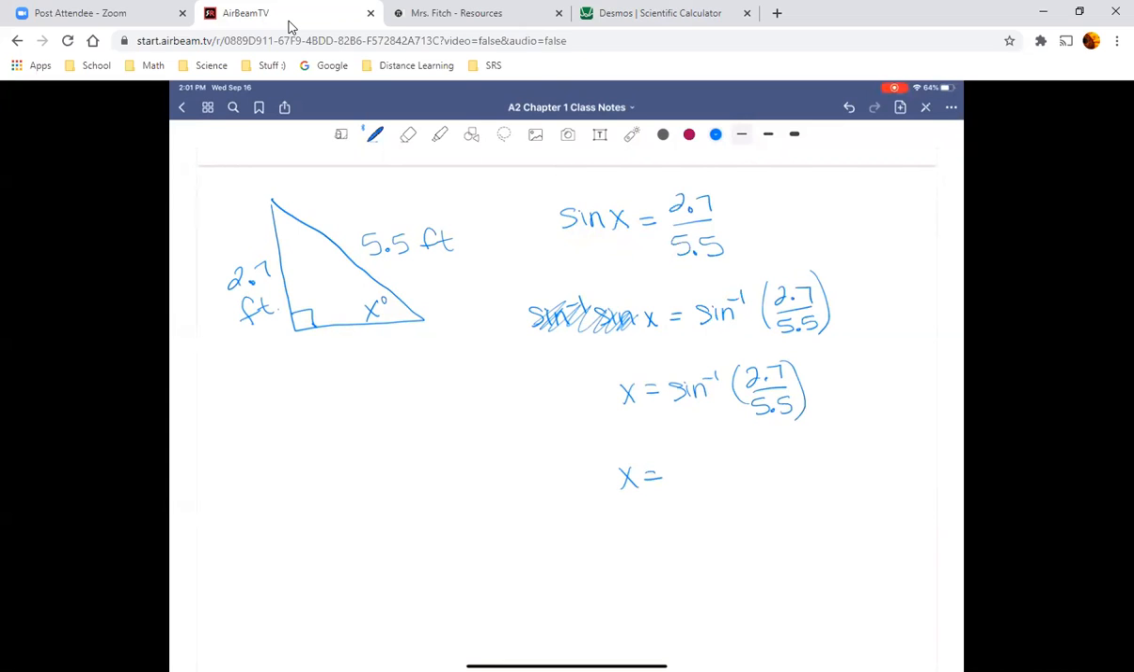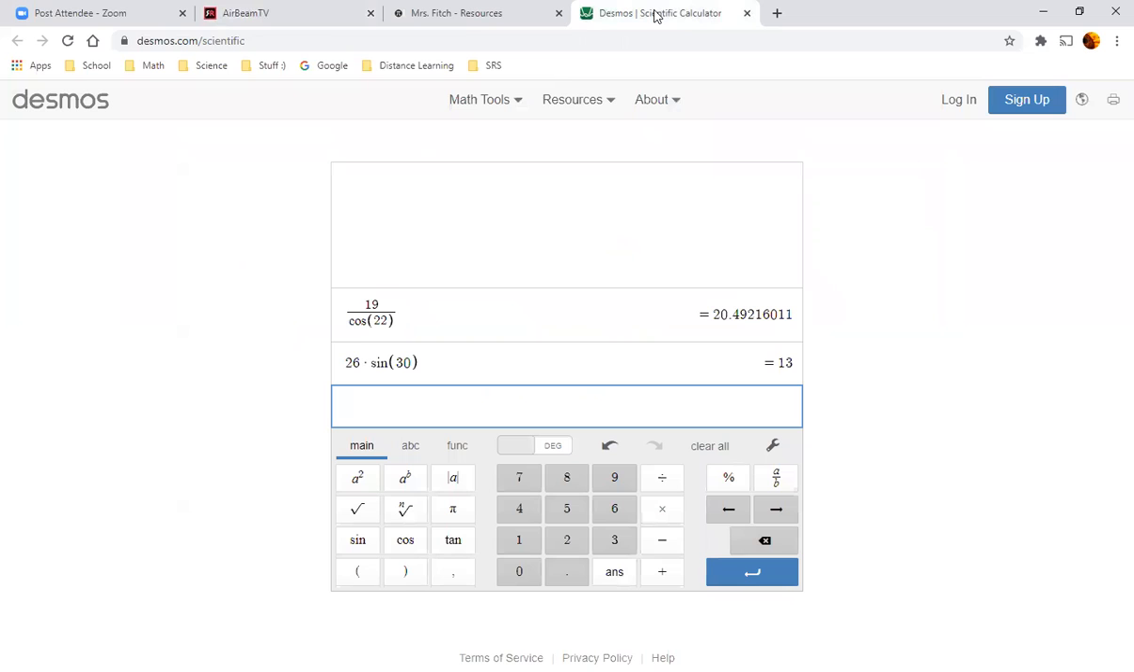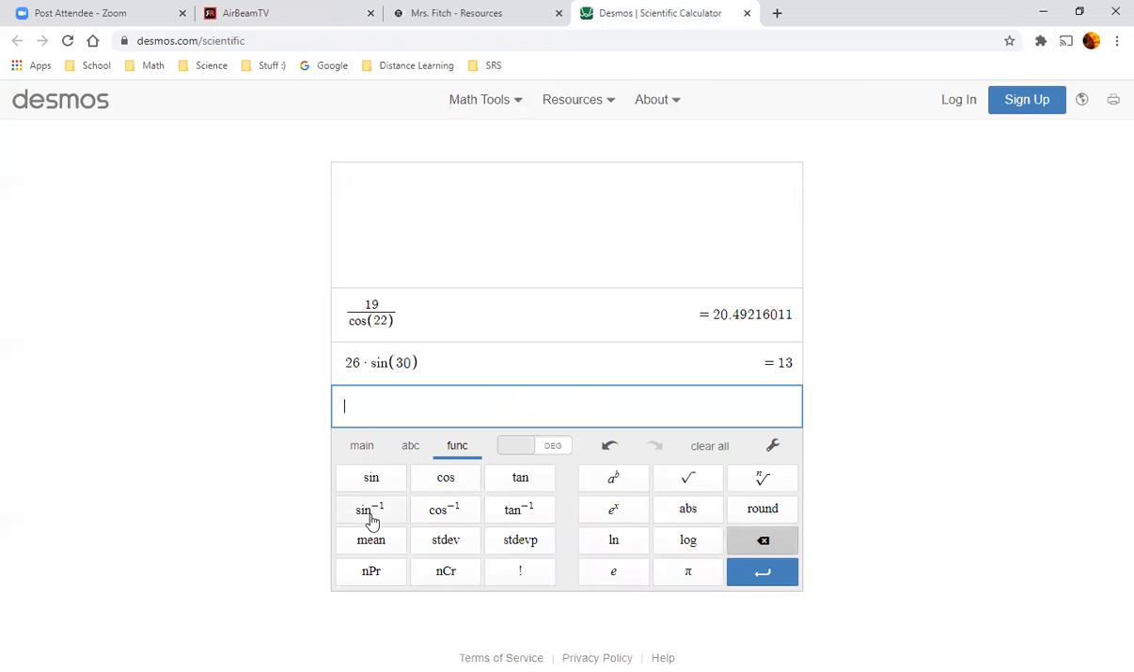Then we can pull up our handy dandy little calculator again. If you have the regular scientific calculator or the graphing calculators, you're going to use that second button, like second sine, and it'll take you to the inverse. If you're using the online one, you have to switch over to that function, and then you'll see the inverse. So then it was the sine inverse.